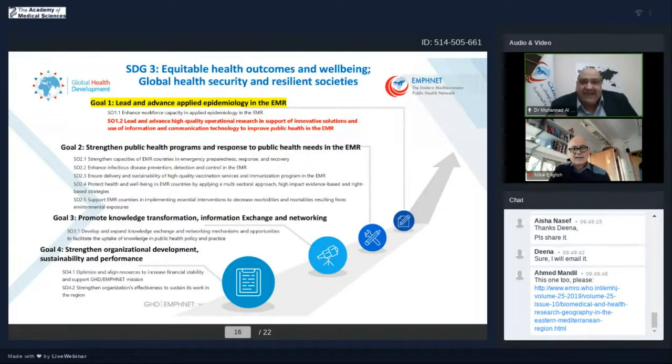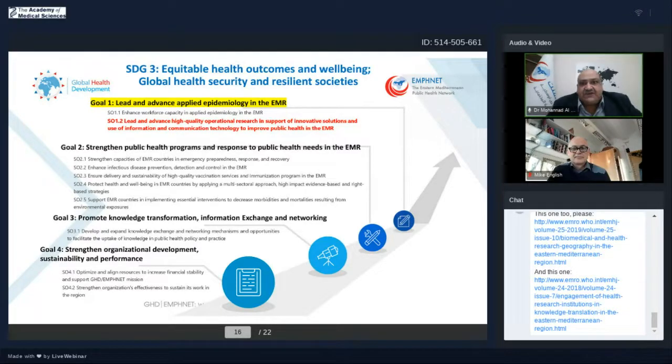And here, I can link SDG 3 with the health security issue. And here, in the Eastern Mediterranean region, in collaboration with different countries in the region through the FETP programs, we are working on advancing applied epidemiology through enhancing workforce capacity in applied epidemiology, and through leading and advancing high-quality operational research and supporting innovative solutions.